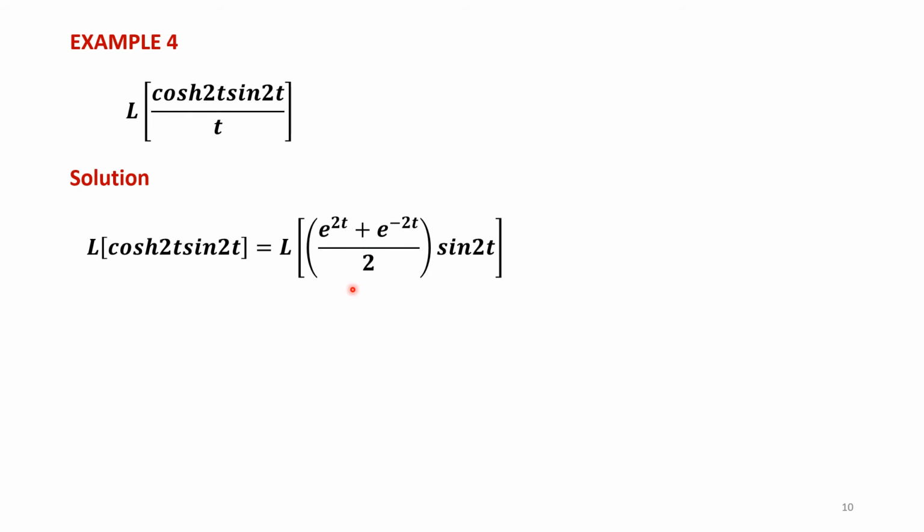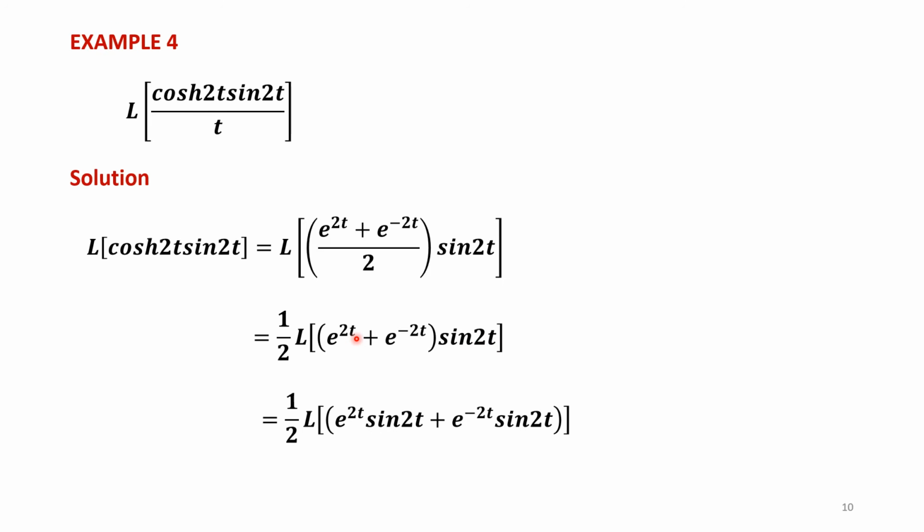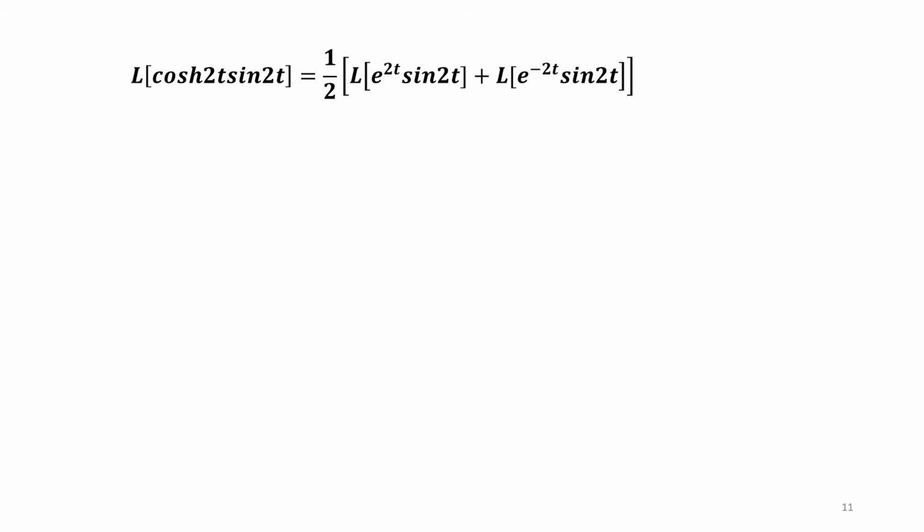Half can be taken outside. So half L of e raised to 2t plus e raised to minus 2t into sine 2t. Taking sine 2t inside the bracket, half L of e raised to 2t sine 2t plus e raised to minus 2t into sine 2t. Now we can apply L to both the functions because we have a plus sign in between the two functions. So L of the first function plus L of the second function.